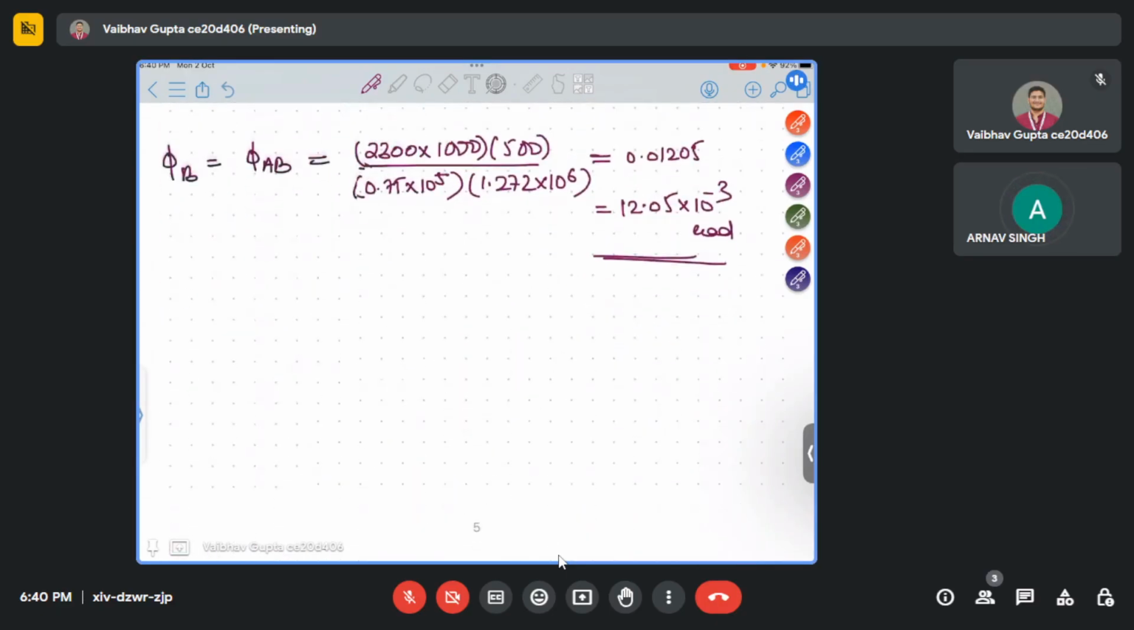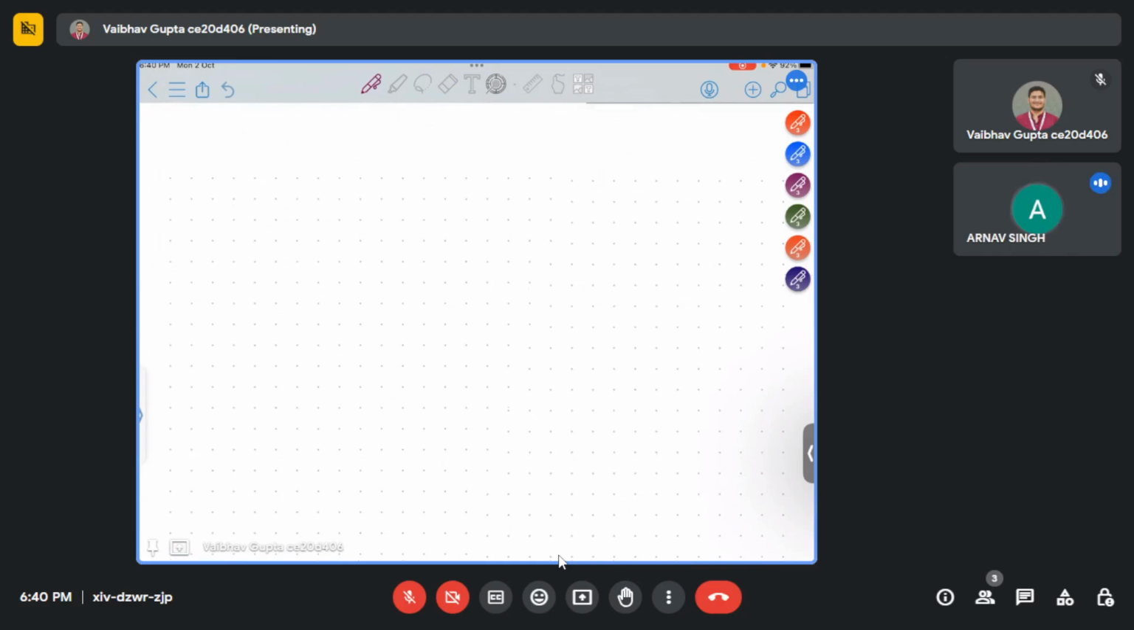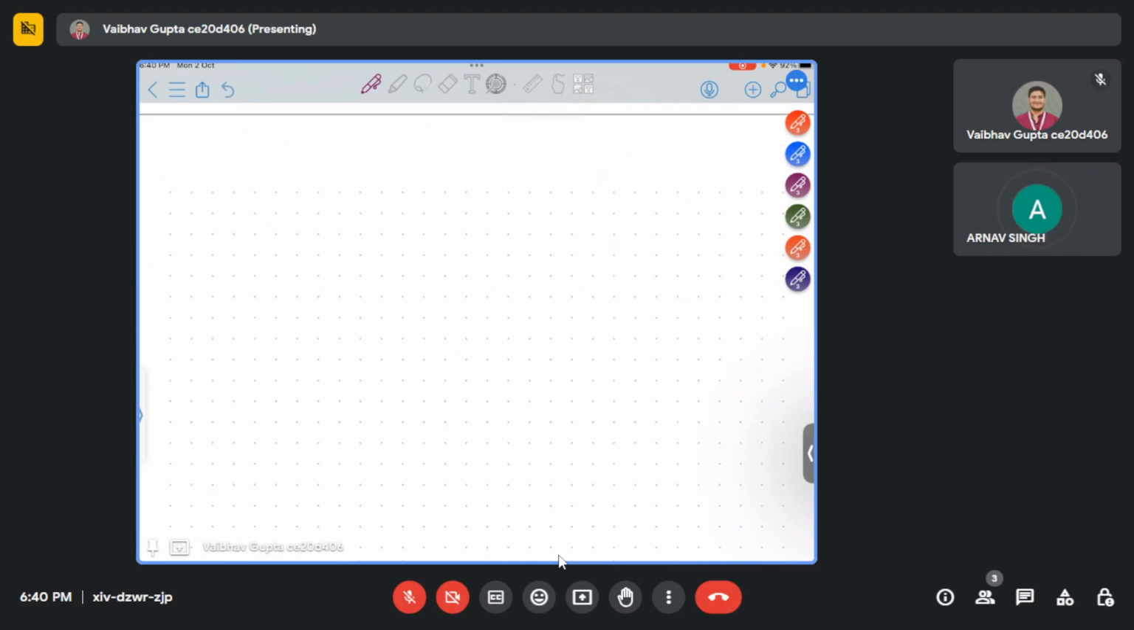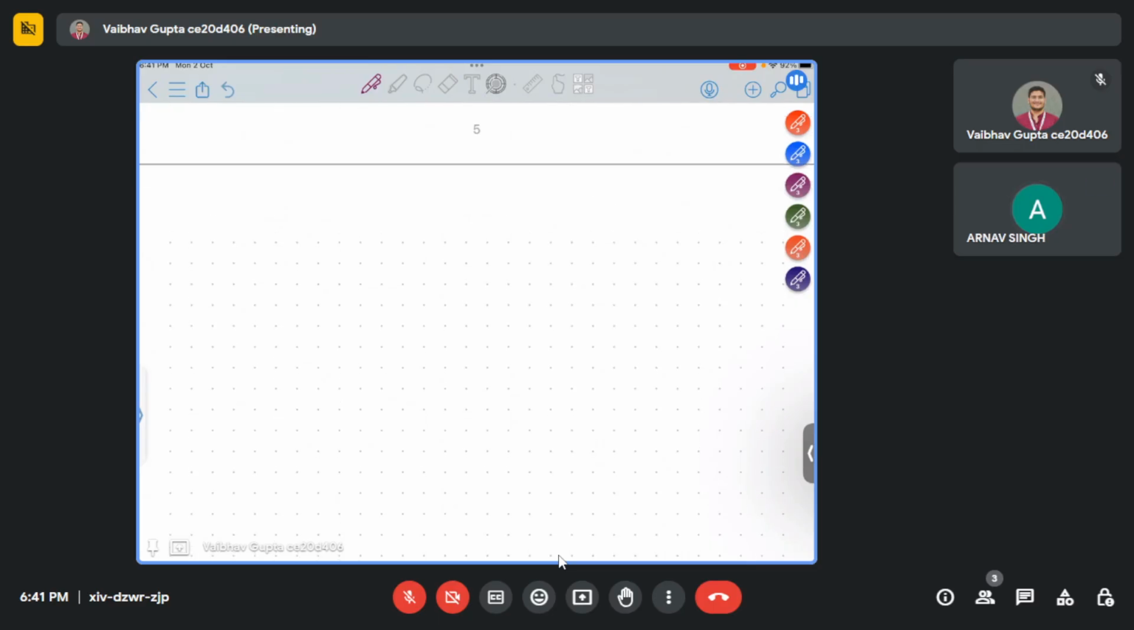So this is the first question. Understood now? Yes, sir. So now we'll move to the second question. This is the first question based on the torsion formula. Now for the second question, we'll include the slit part also, so how to solve the slit thing also. So, problem 2.